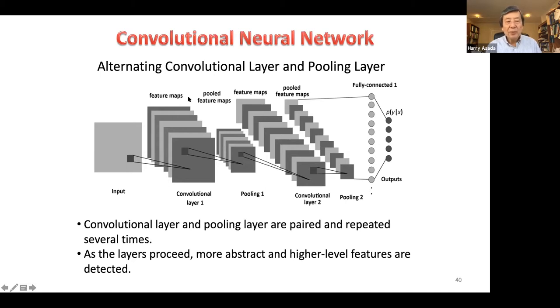So we repeatedly process this one. The first layer is a basic feature map, followed by pooled feature maps. Then this is further abstracted by taking the next level of feature maps followed by pooling. So the convolutional layer and the pooling layer are paired and repeated a few or several times. As the layers proceed, the more abstract and higher-level the features that are detected.